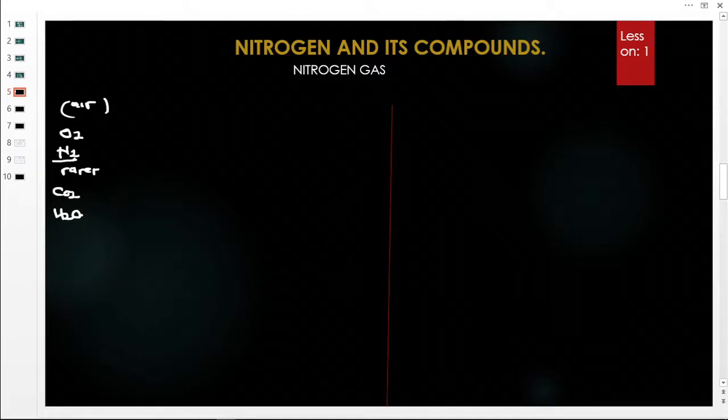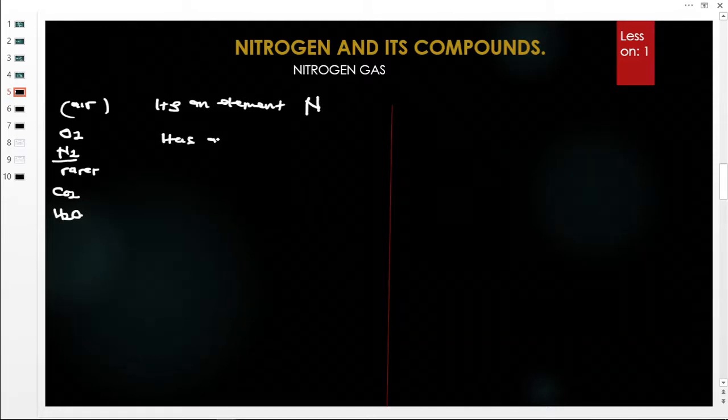So before going into any other thing, let us look at the position of nitrogen on the periodic table. Nitrogen is an element with the symbol N. It has an atomic number. Remember, we said atomic number is the number of electrons or protons an atom has. So it has an atomic number of 7.